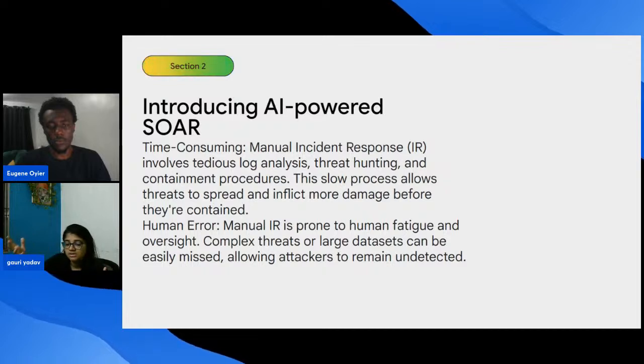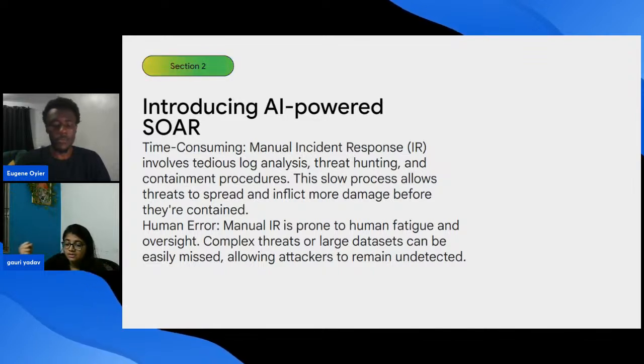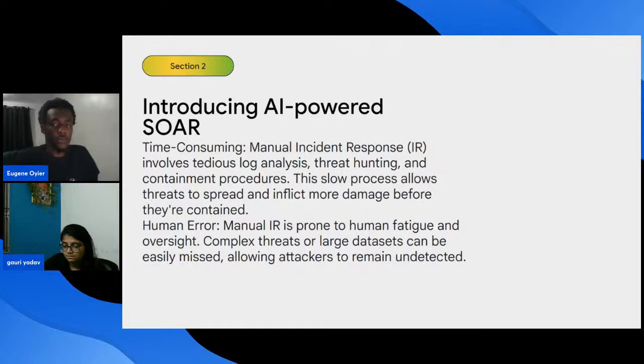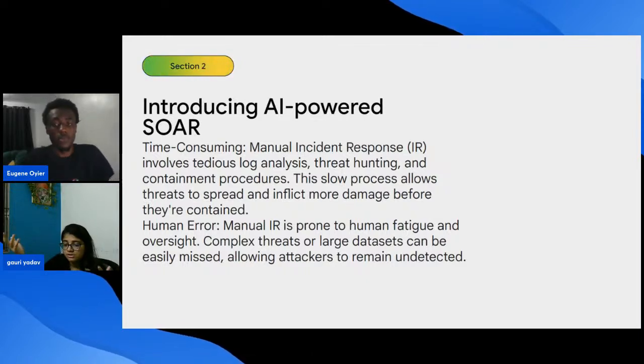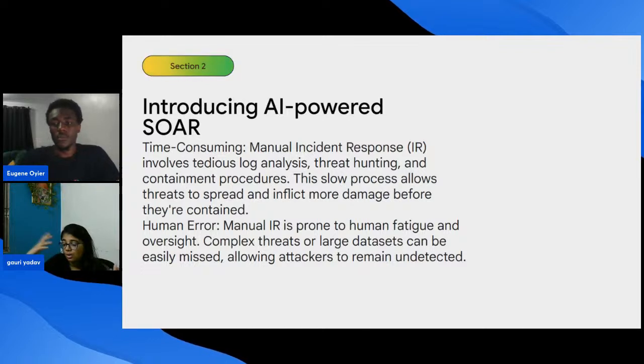Security orchestration, automation and response platforms are used to automate and streamline the IR process. Now, integration. SOAR integrates with various security tools such as SIEMs, firewalls, and endpoint security solutions to collect and analyze data. For example, a SOAR platform can automatically correlate alerts from different sources, providing a comprehensive view of an incident.